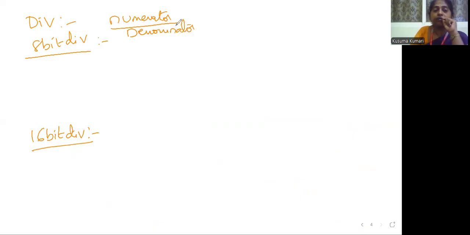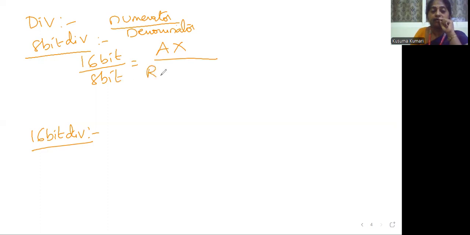Okay, numerator divided by denominator. In case of 8-bit division, the numerator is the 16-bit number, and the denominator is the 8-bit number. This 16-bit number compulsorily should be available in AX, and the 8-bit denominator can be either register contents or memory location contents or any immediate number.